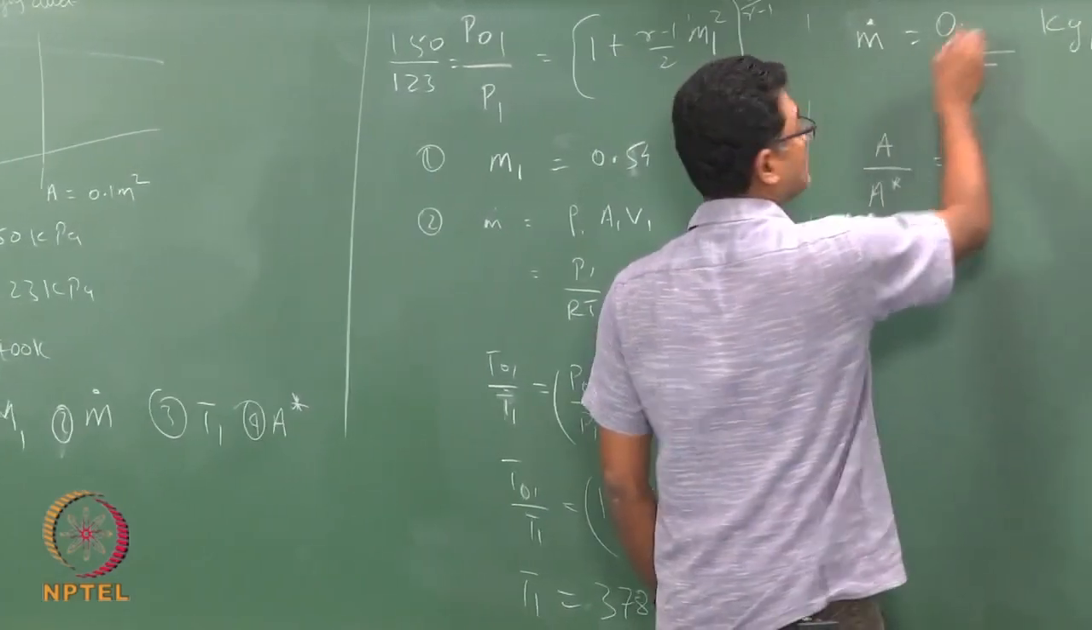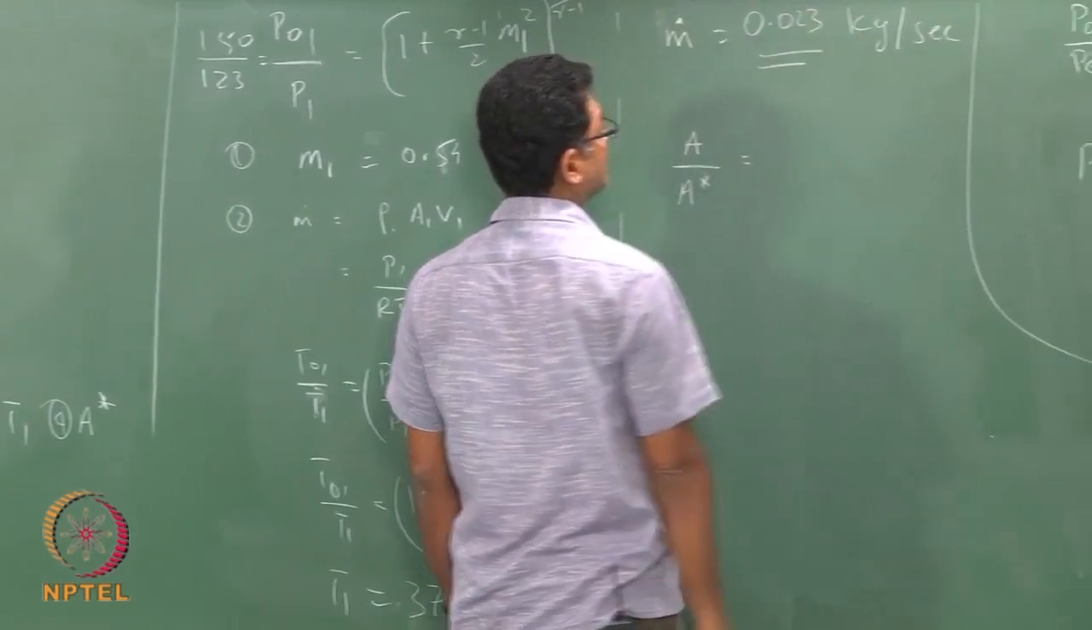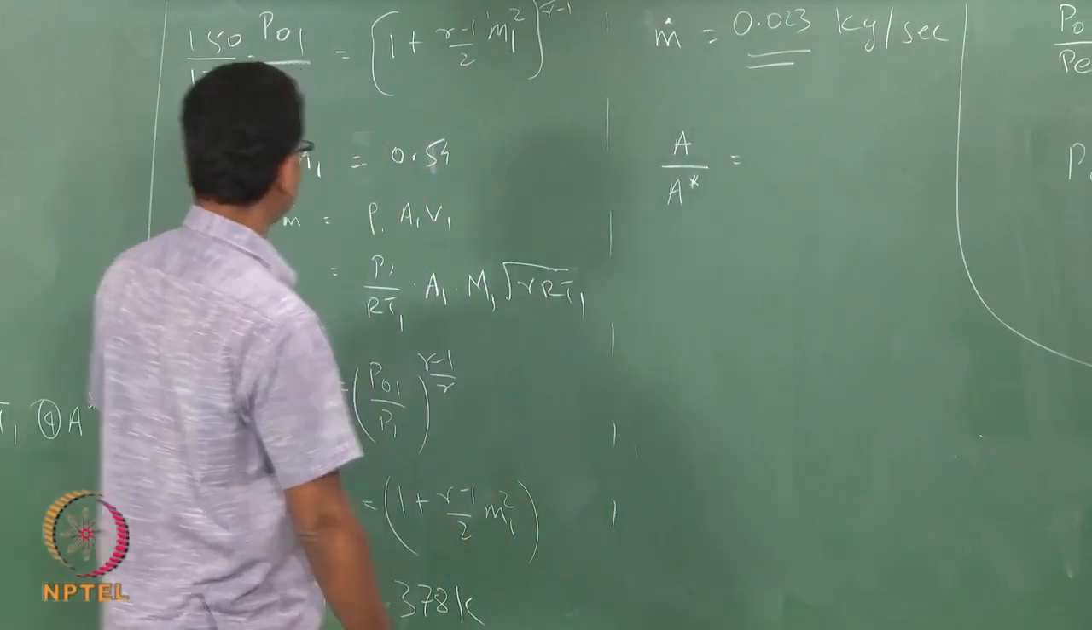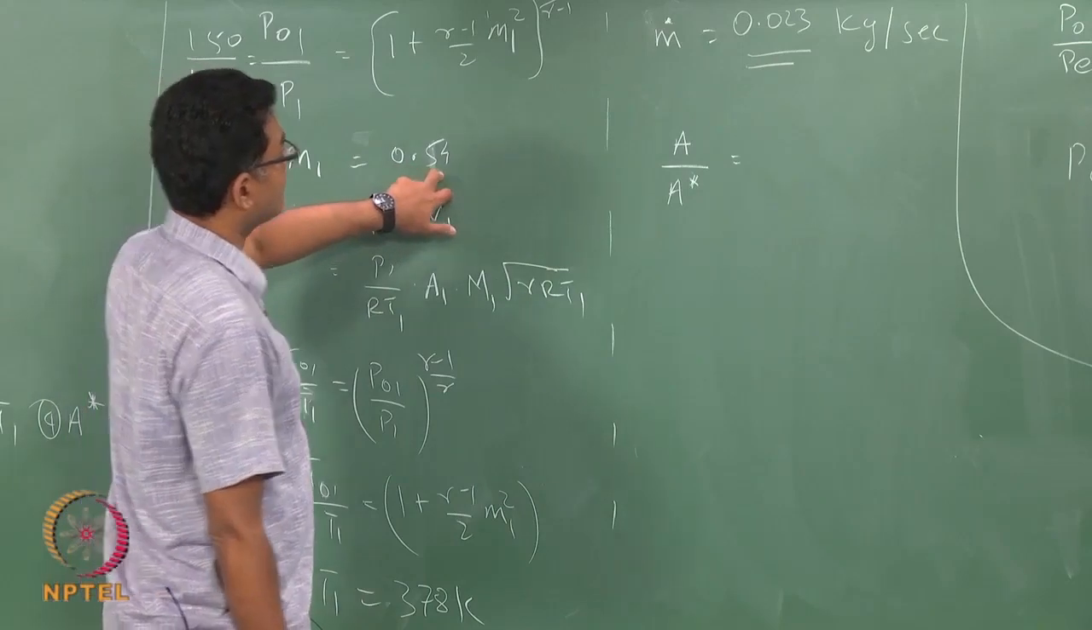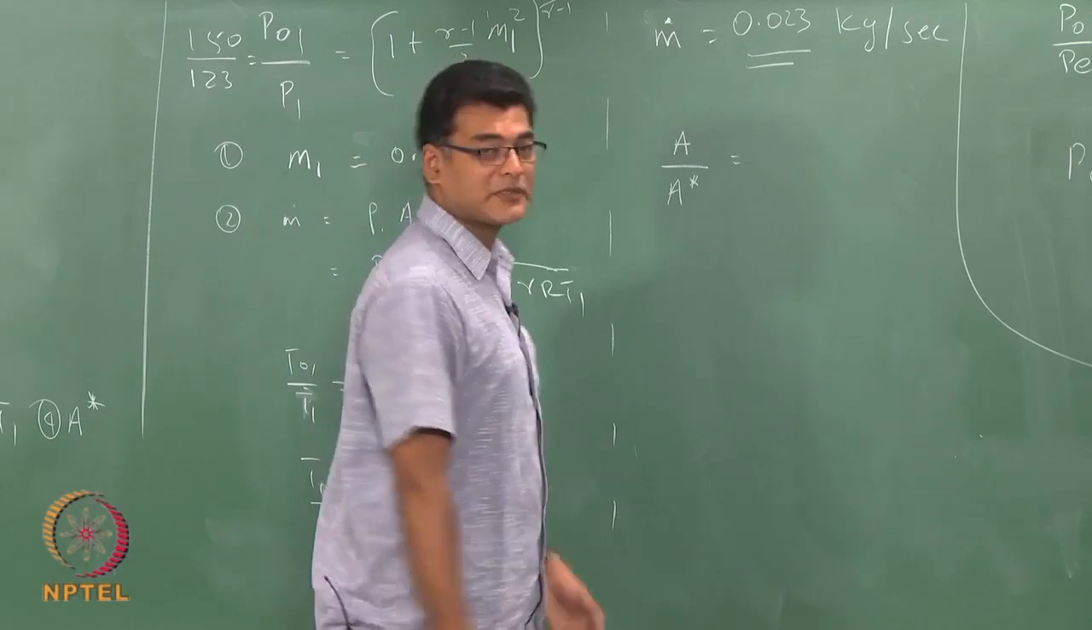0.023. What is the Mach number? Mach number 0.54, m dot is 0.03. Yeah, it's possible.